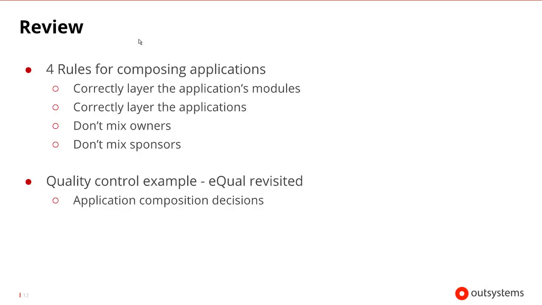So in review, in this session we talked about the four rules for composing applications. We looked at how we need to layer the application modules first, then layer the applications themselves, and try to make sure that we don't mix any types of owners or sponsors that may have different life cycles or different paces. We looked at the EQUAL quality control example again, and looked at some of the different ways that application composition decisions can be made.